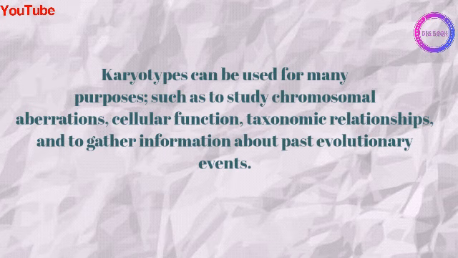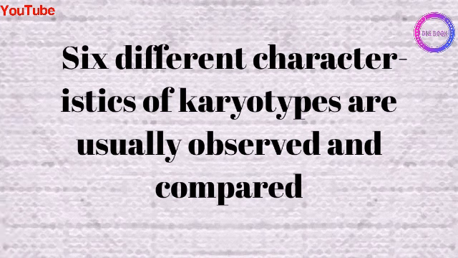Coming to the next slide, different characteristics of karyotypes are usually observed and compared. So this is the normal procedure adopted to understand a particular karyotype. In the sense, after arranging a karyotype in the standard manner, these are the 6 different things which will be observed and compared within the karyotype.